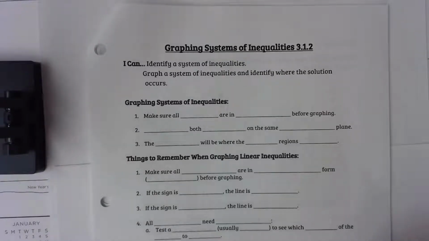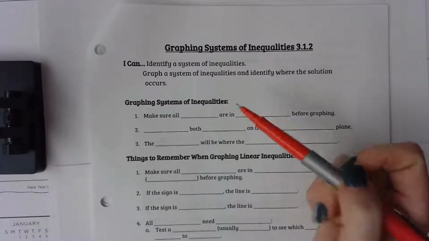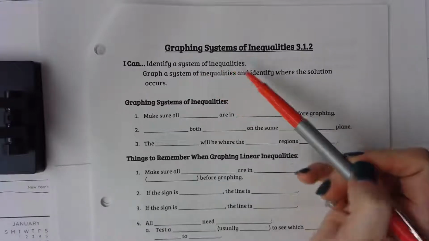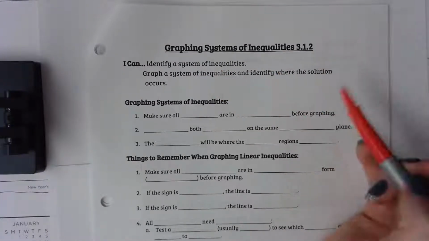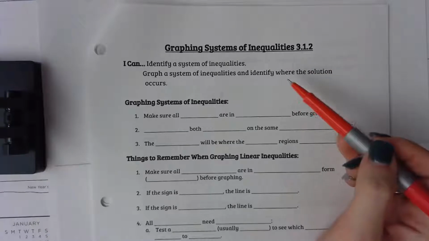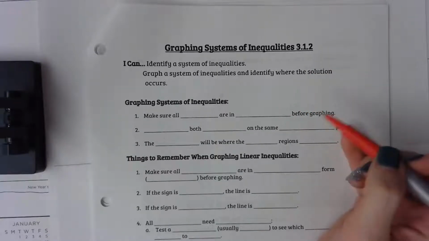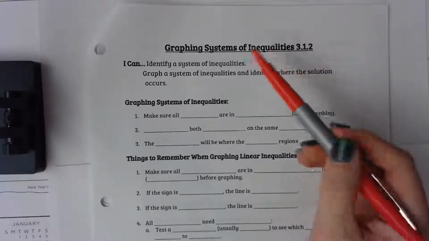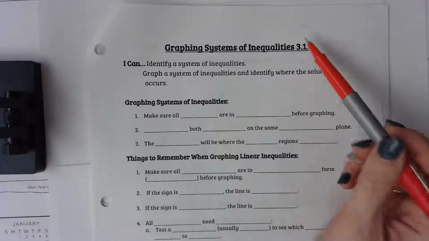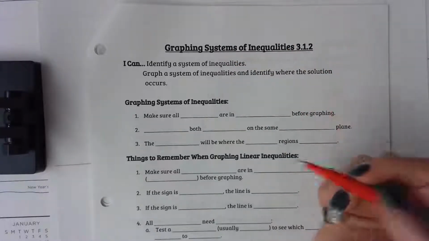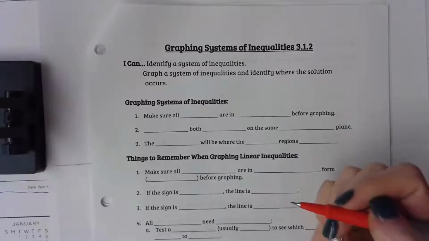Okay, so in this video, we're going to do graphing systems of inequalities. It's not going to be much different than what we were doing in the last section and in the last unit. We've already graphed systems and we've already graphed inequalities. So now we're just going to combine those two ideas together.